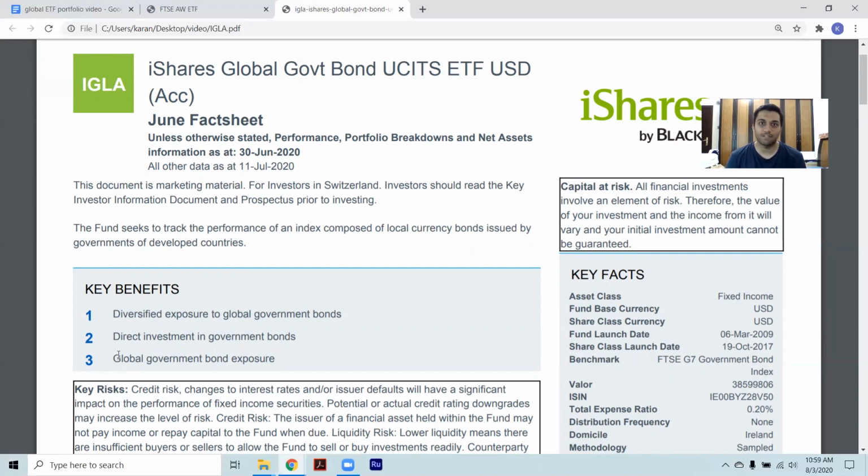Now, deciding the allocation of how much you want to have in equities versus how much you want to have in bonds, that's a very personal decision. You'd want to look at how risk averse or risk seeking you are as an investor. If you want to have a more stable portfolio, you could have a higher allocation into bonds and a lower allocation into equities. Whereas if your time horizon is very long, say 15 years or 20 years, you could have a higher allocation into equities and a lower allocation to bonds.